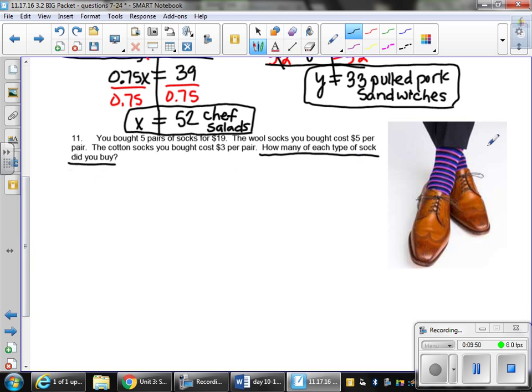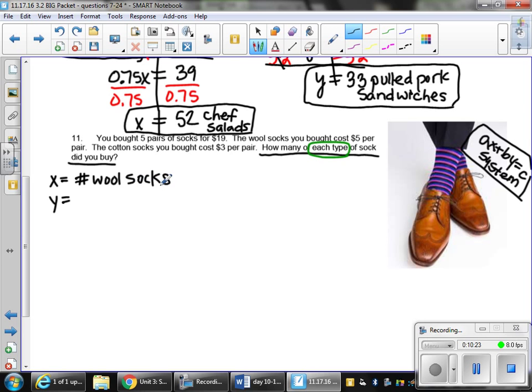How many of each type? Again, I know it will be an AX plus BY equals C system. Defining our variables, x equals, y equals. How many of each type? What are the two types? So we've got to read carefully. The first type of socks that I see are wool socks, so I'll let x be the number of wool socks. And then the other type, cotton socks, so y equals the number of cotton socks.